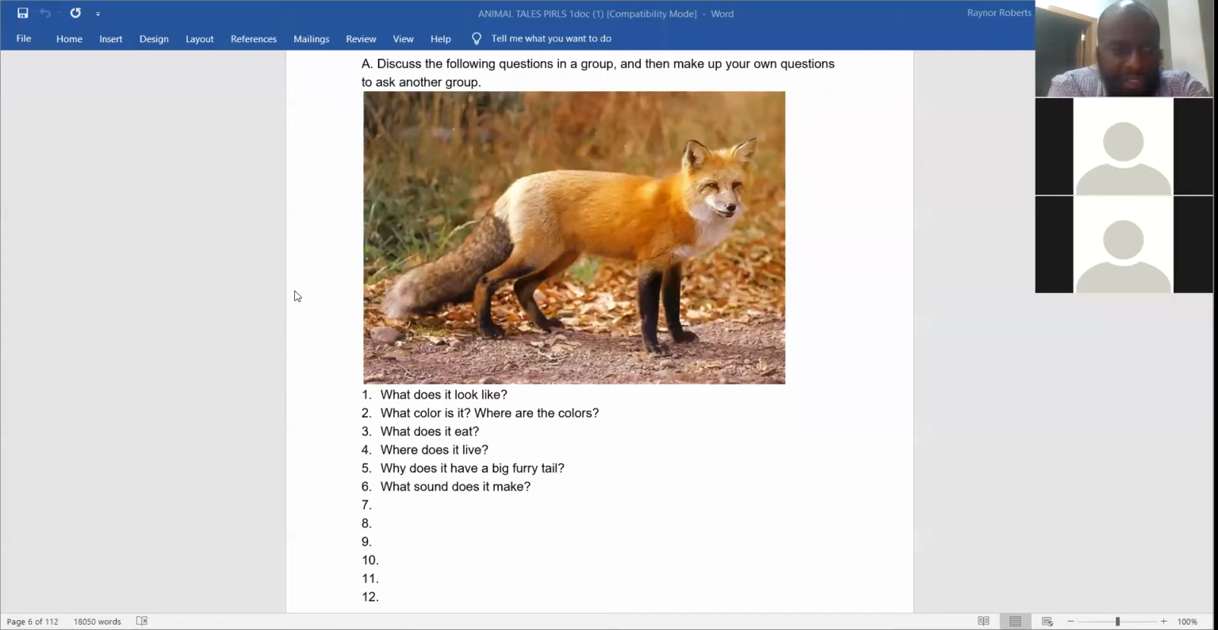Can foxes live in the city? No. Yes, foxes can live in the city.